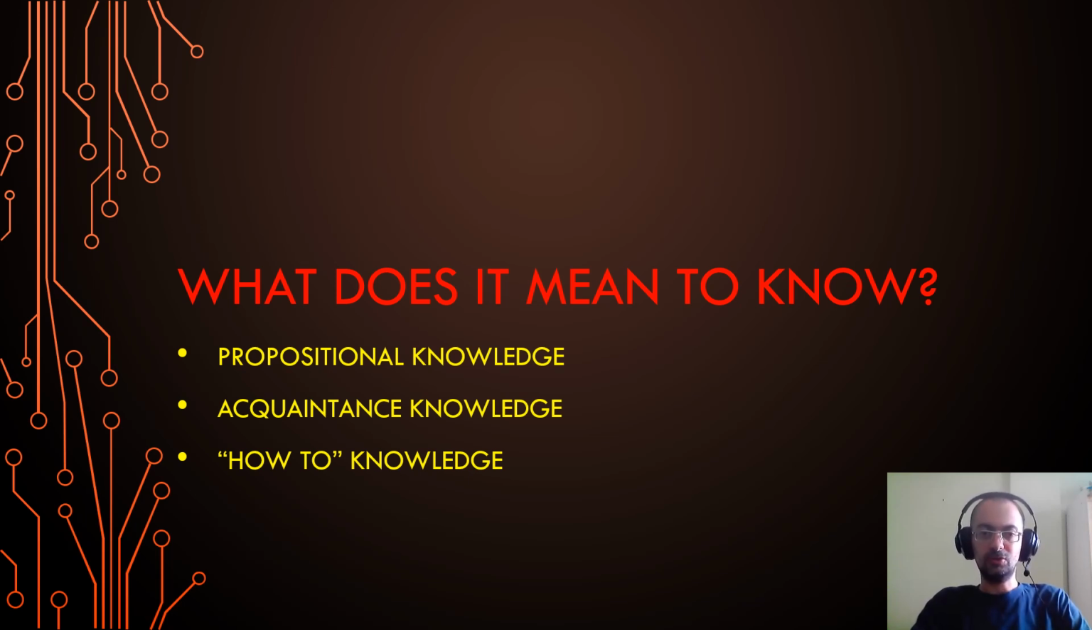Today, we are going to discuss one interesting question in epistemology. What does it mean to know? It's our main question. In order to answer this question, we must analyze several kinds of knowledge. They are propositional knowledge, acquaintance knowledge, and how-to knowledge.